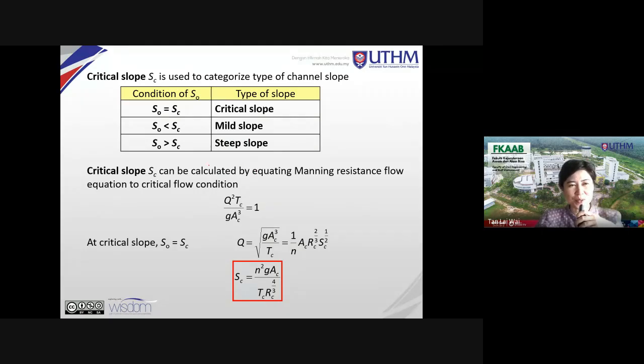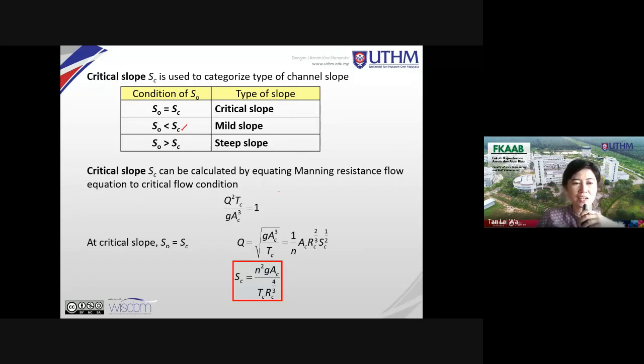Now, for critical slope, the longitudinal slope or the slope of the channel's bed is SC. If it's a mild slope, of course your S would be smaller than SC. If S naught is large, that means it's very steep. If S is a small number, it is very mild. So if S is less than SC, it is a mild slope. If it's greater than SC, it is a steep slope.